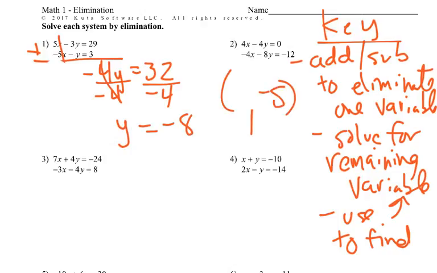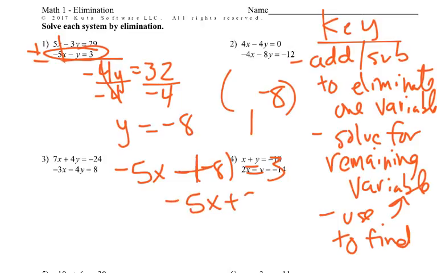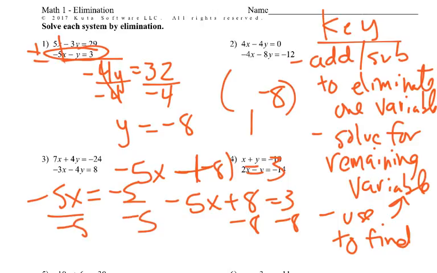Our answer is a point. So the negative 8 value is for y. So how do we figure out x? Well, we grab one of these equations, doesn't matter which one, and instead of y, I put in negative 8, because now I know what y is. So then I can find the x. So that's a plus. Negative 5x plus 8 equals 3. Subtract 8. Get negative 5x equals negative 5. Divide by negative 5. And x equals positive 1. So at the point 1, negative 8, these two equations will be intersecting. Okay? And that's how we deal with elimination.